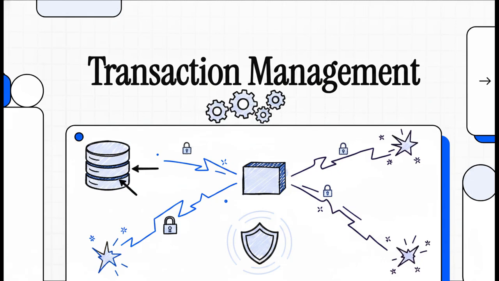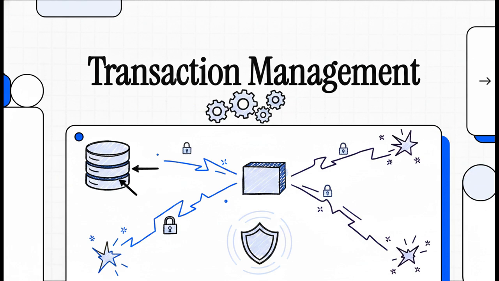Welcome back, everyone. Today we're diving into a really fundamental battle in computer science. We're talking about order versus chaos in databases. As part of your software engineering program, it's absolutely vital to understand how a database manages millions of simultaneous requests without just collapsing into complete chaos.